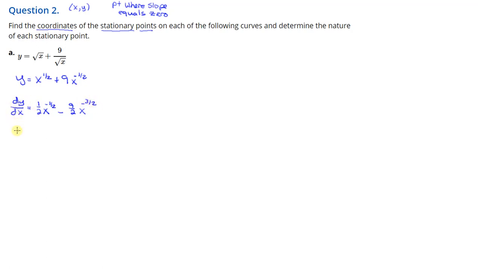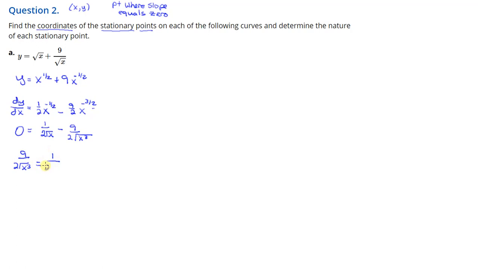Alright, so this is our derivative, and what we can do is make it equal to 0 because we know that at a stationary point the derivative, the slope, must be 0. And so now what we're going to do is rewrite this so the powers are not negative. And now I can go ahead and solve this, and my first step is probably going to be to add 9 over 2 square root of x to the third on both sides.